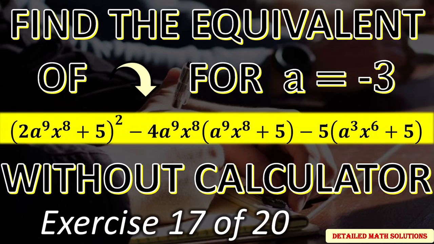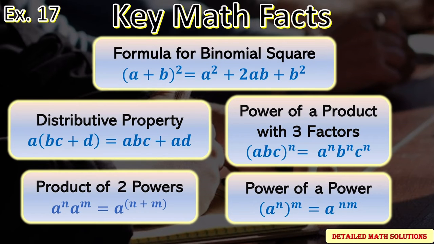In this video, I'm going to write step by step how to find the equivalent polynomial for a equals -3 without calculator. To solve this exercise, I'm going to use the formula for binomial square, the distributive property, and the rules of exponents for power of a product with 3 factors, product of 2 powers, and power of a power.